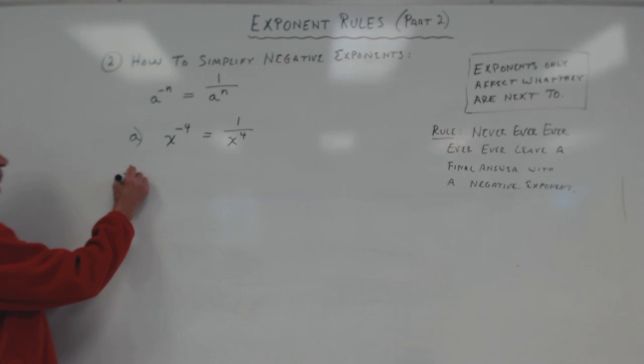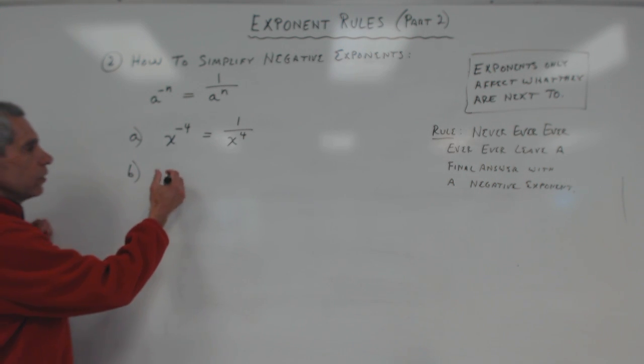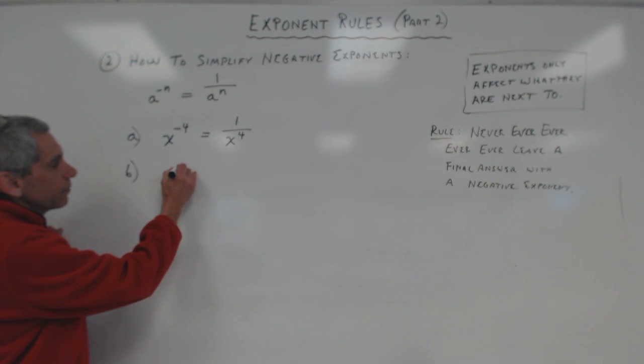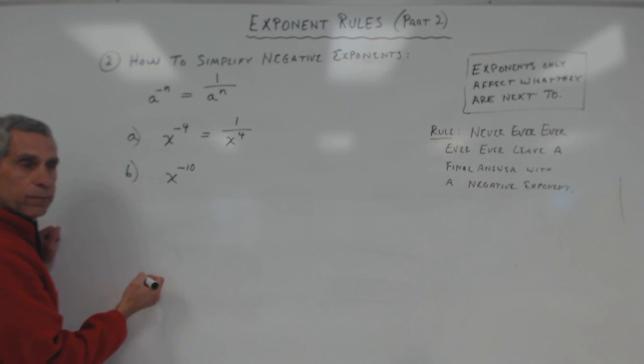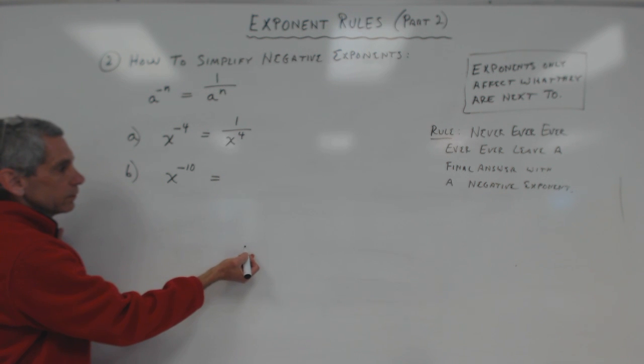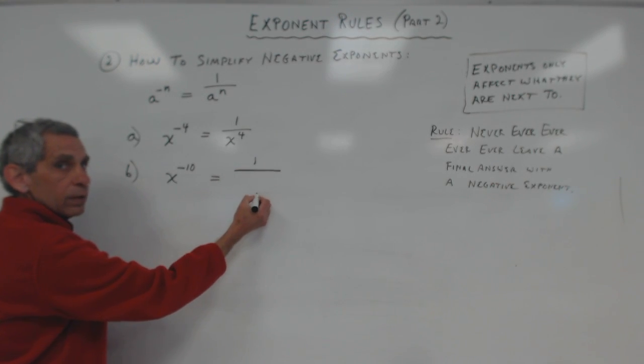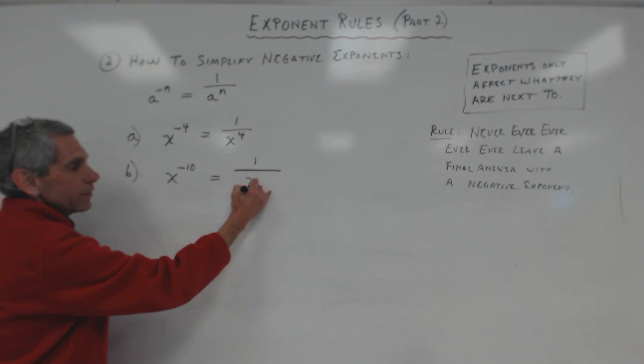Let's try another one. What if I gave you x to the negative 10? What would it be? 1 over x to the positive 10.